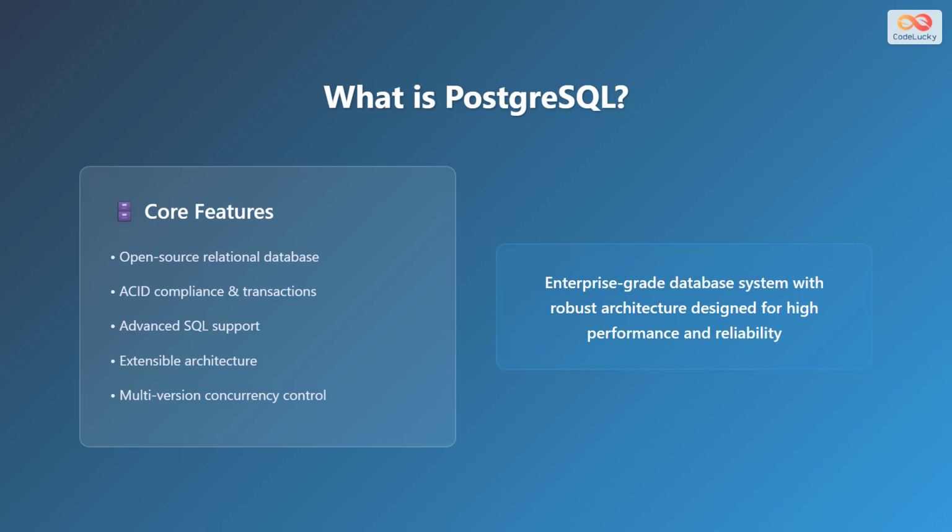PostgreSQL is an open-source relational database management system known for its reliability and robustness. Core features include being an open-source relational database, its ACID compliance and strong support for transactions, advanced SQL support, an extensible architecture that allows users to add custom functions and data types, and multi-version concurrency control, which ensures that readers do not block writers and vice versa. As a result, PostgreSQL is an enterprise-grade database system with a robust architecture designed for high performance and reliability.